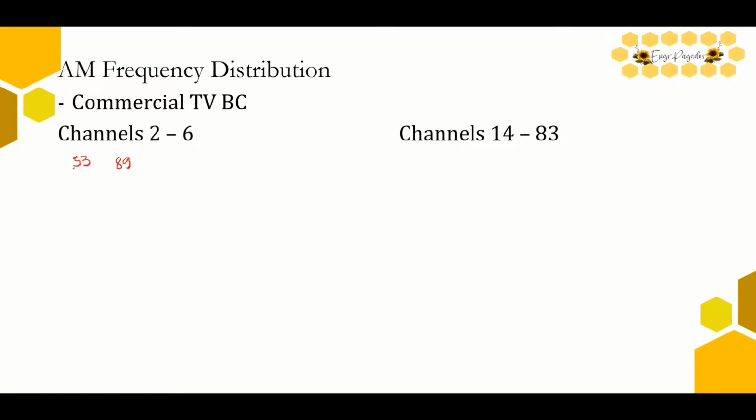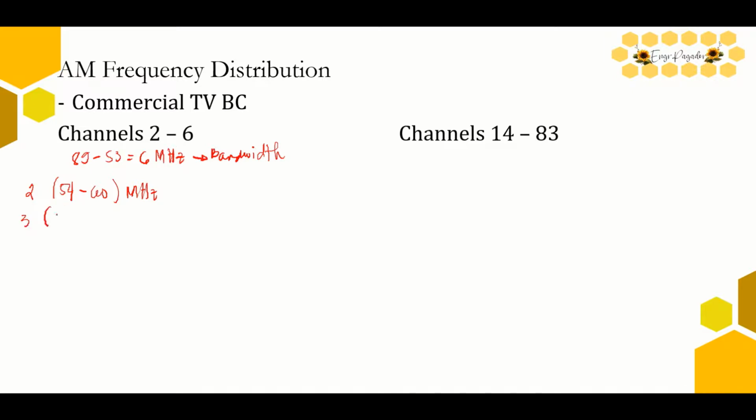So, if we are going to subtract 89 minus 53, so, ito yung higher frequency mo, 89 minus 53, that will be equal to 6 megahertz. So, ito ngayon yung ating bandwidth for channels 2 to 6. Okay? So let's say this is channel 2. We'll start at 54 and then add tayo ng 6 megahertz as the bandwidth. So 54 to 60 megahertz will be the frequency range of our channel 2.